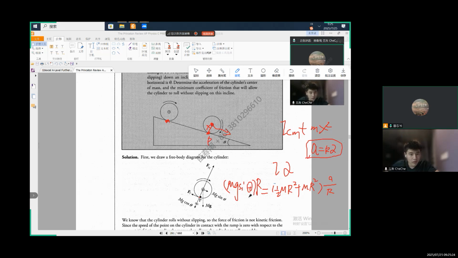I can find A for this one, right? If I answer the first question, the acceleration of the cylinder. Does that make sense? Just find it, and then simplify everything.